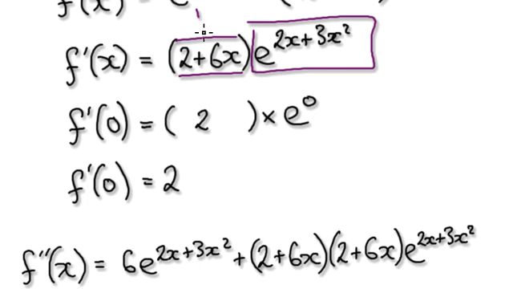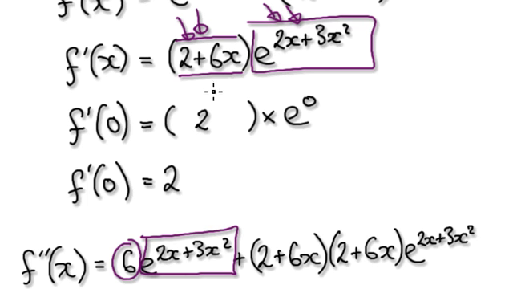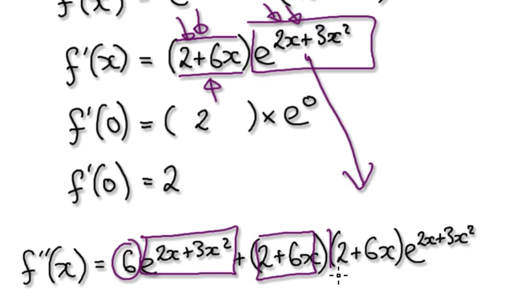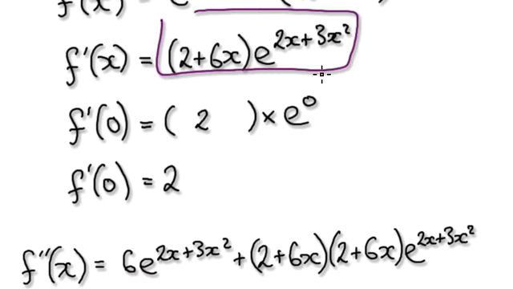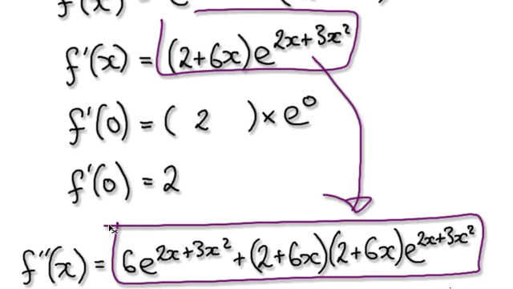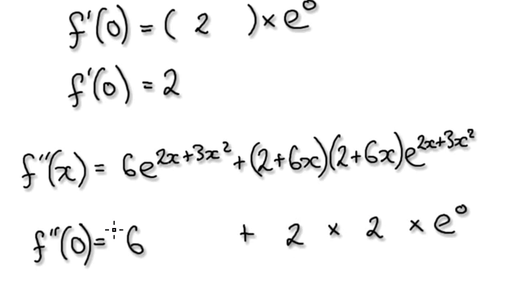So the product rule is differentiate this, leave this the same. When you differentiate this, it will give you 6. Leave this the same. And then the second part of the product rule is keep this the same, which is this, and then differentiate this, which will give you this whole thing here. And then you could tidy up, but let's just evaluate it at x equals 0.